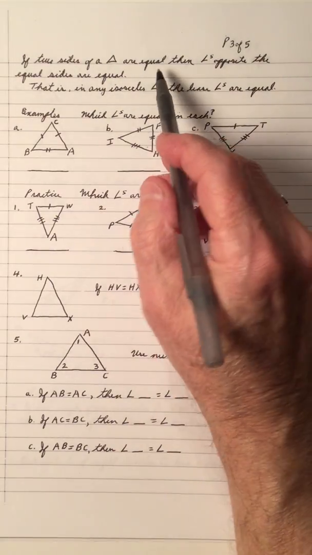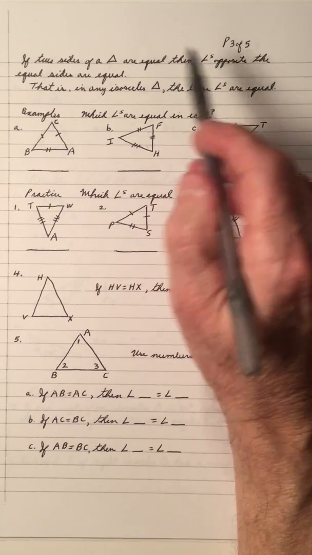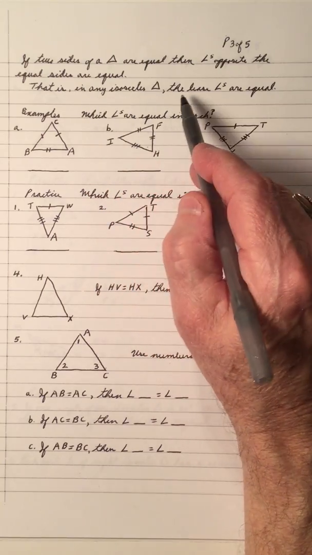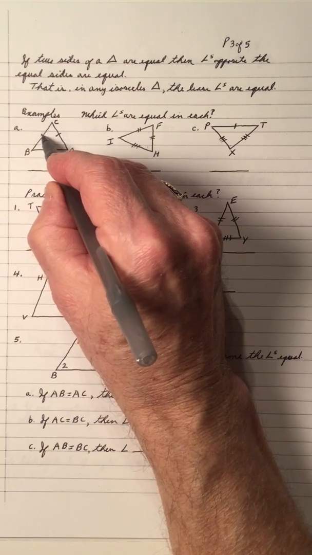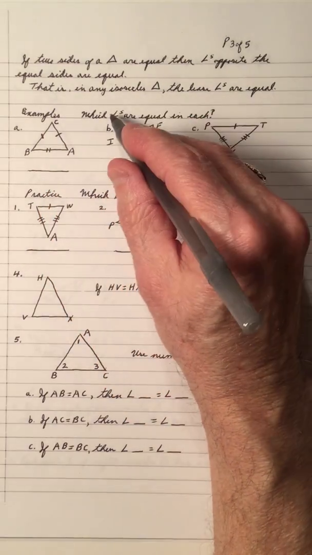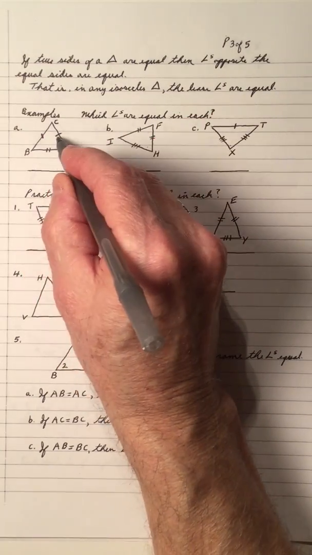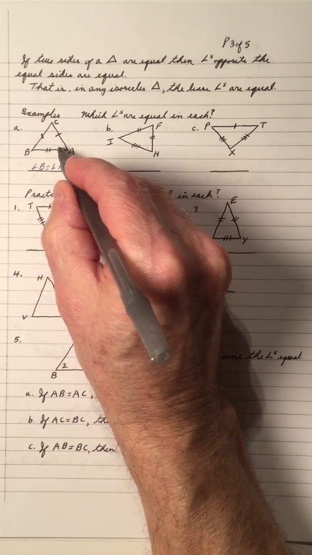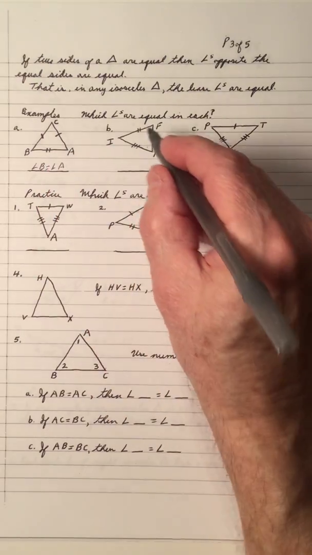If two sides of a triangle are equal, then the angles opposite the equal sides are equal. That is, in any isosceles triangle, the base angles are equal. So notice in A, we got BC equal to AC. They're equal. So which angles are equal? Angle B is equal to angle A because they're the base angles. That's the apex angle. So the other two angles are equal.